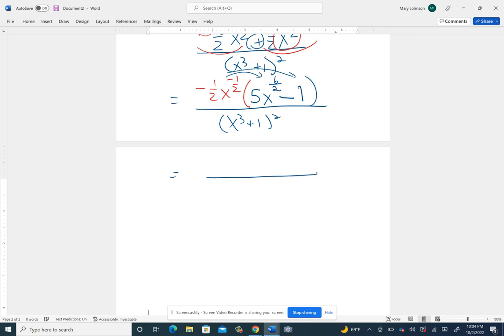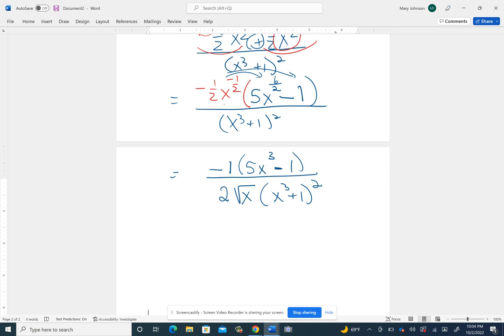I'll leave the -1 on top. I'm going to move the 2 down here. I'm going to take the x to the negative 1/2 and make it a square root of x. On top, I'm going to have the 5x to the third minus 1. I took the 6/2 and rewrote it as a 3. And in the denominator, I have an x to the third plus 1 squared.